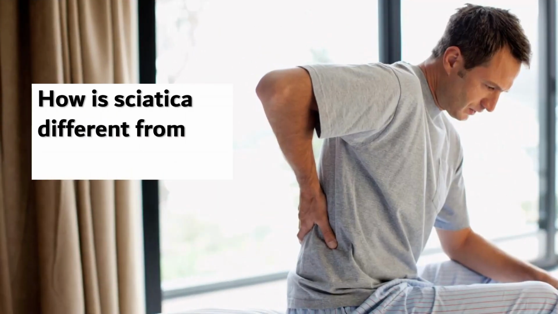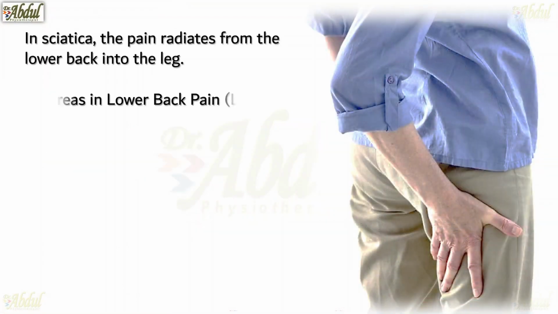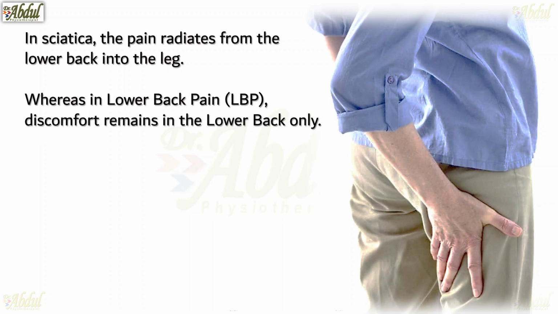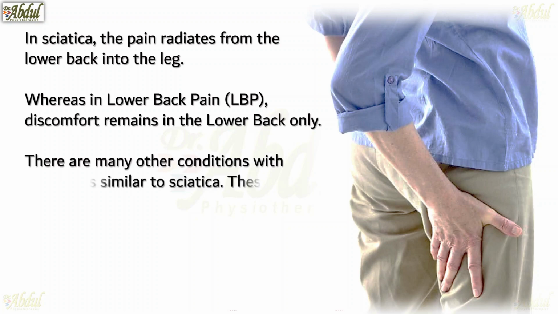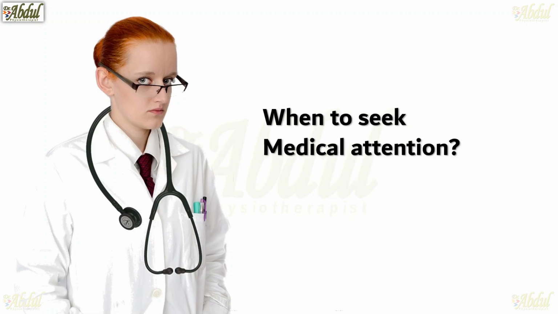How is sciatica different from lower back pain? In sciatica, the pain radiates from the lower back into the leg, whereas in lower back pain, LBP, discomfort remains in the lower back only. There are many other conditions with symptoms similar to sciatica. These include: 1. Bursitis. 2. Herniated disc. 3. Pinched nerve. Okay, when to seek medical attention?